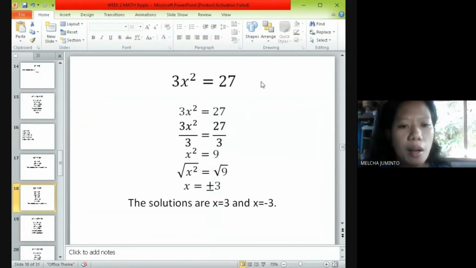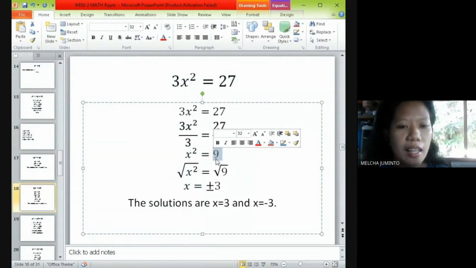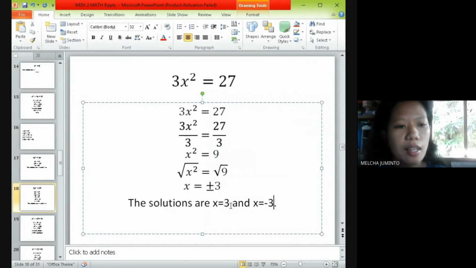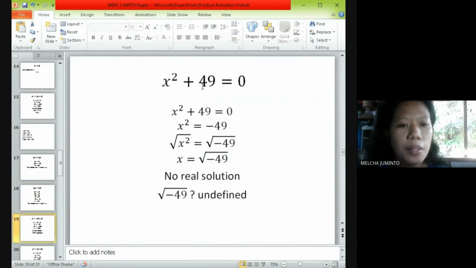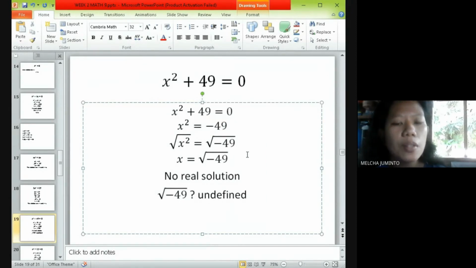Next, this one. This is also case 1. K is equal to 9. Therefore, it is greater than 0. The solutions are 3 and negative 3. Third example, transfer 49, it will become negative 49. Negative 49 is less than 0. Therefore, there is no real solution because k is a negative number. This is case number 3.